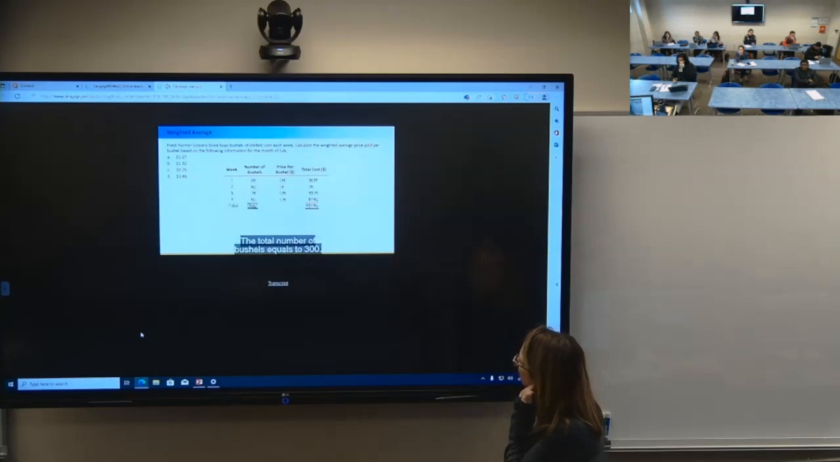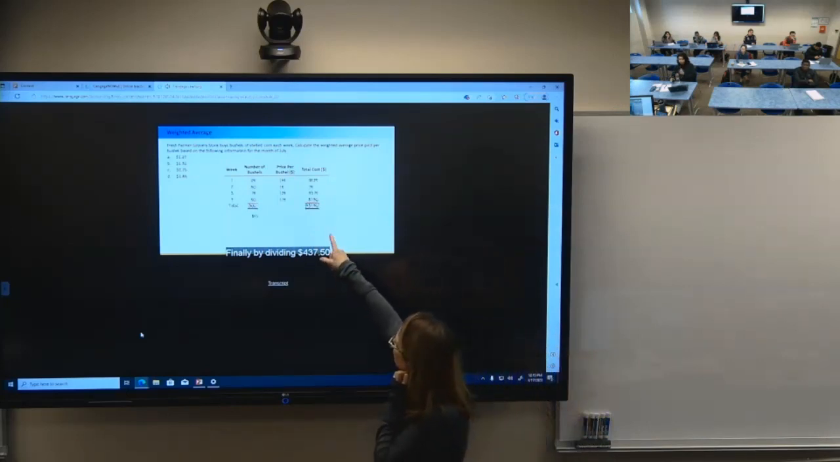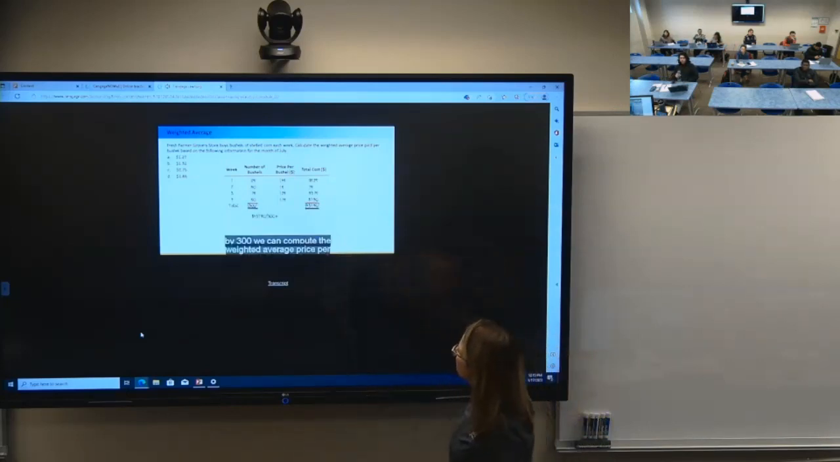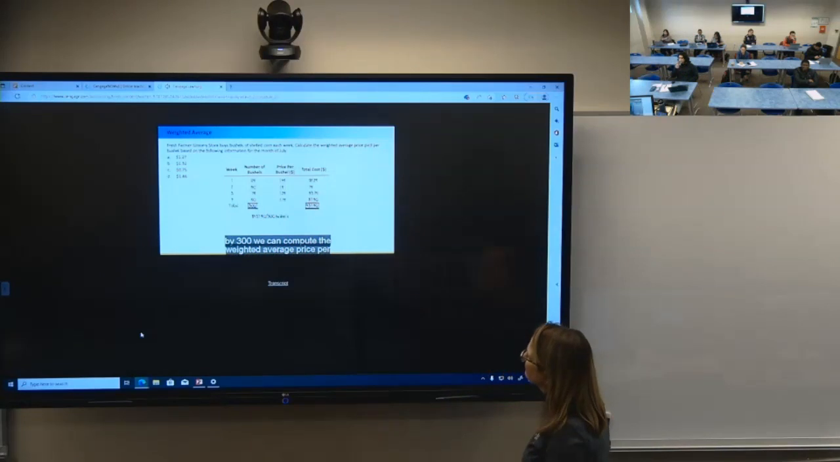Total number of bushels. So divide 437 by 300. The weighted average price per bushel is $1.46.